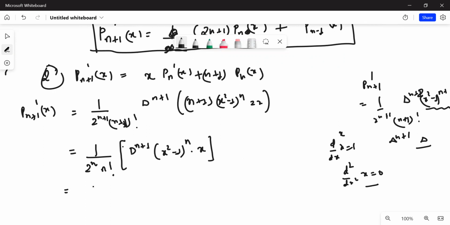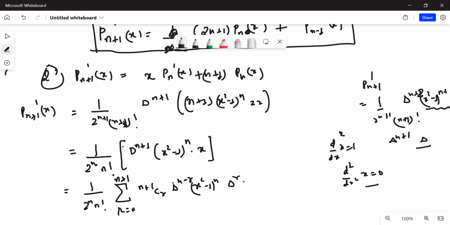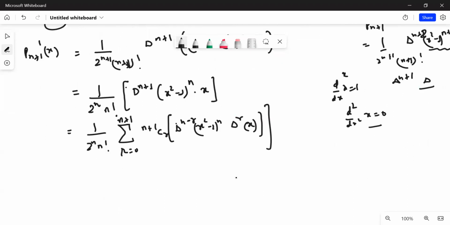So if I use the Leibniz formula here, it is going to look like the sum over r equal to 0 to n plus 1 of (n+1) c r, and here I will write d^(n−r) of (x square minus 1) to the power n into d^r of x. One can clearly see that if I differentiate beyond one time, that is if r is 2, then this would be 0 and overall things would be 0. So what is required of me is that I should take only r equal to 0 and 1. Otherwise, it's not going to contribute anything.